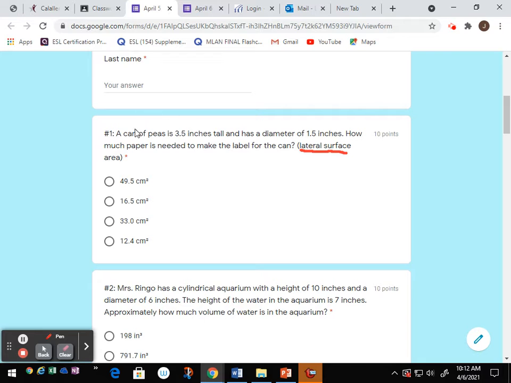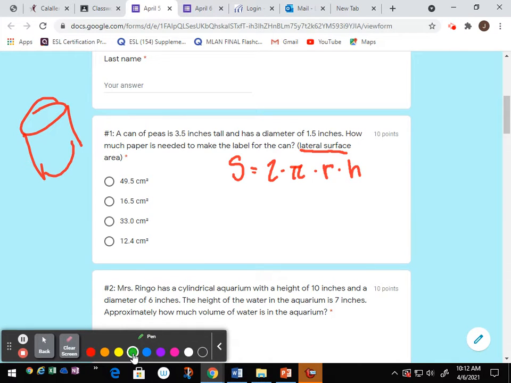We're talking about a can of peas. It's usually in a cylindrical can. Okay, so here's our cylinder. Our lateral surface area formula for a cylinder is S is equal to 2 times pi times radius times height. So we need to know the radius. And we need to know the height.